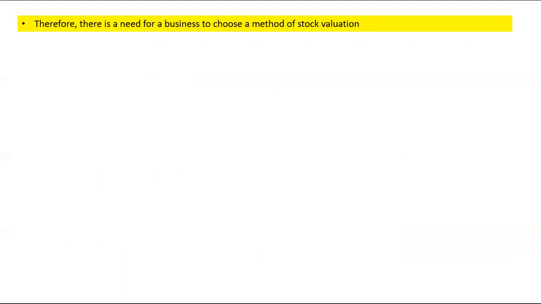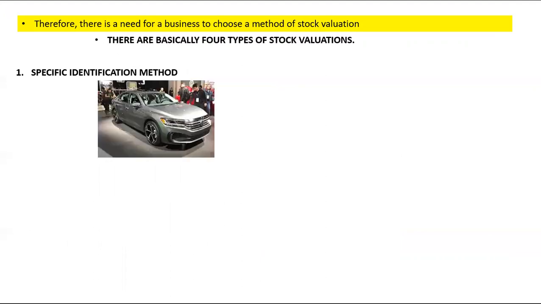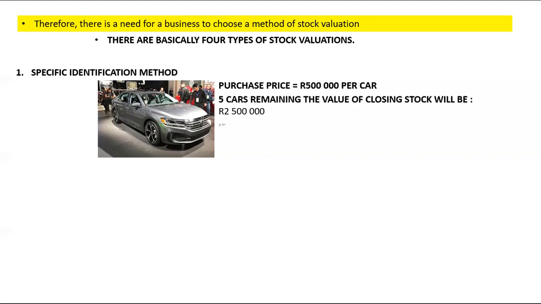Therefore, there is a need for a business to choose a method of stock valuation. There are basically 4 types of stock valuations. We've got a specific identification method. With the specific identification method, you simply allocate the cost price of an item, in this case, a car. So if this car cost us 500,000, it will not change. That 500,000 will be attached only to this specific car. Okay. So that is the specific identification method. If this car is 500,000, it means that if we buy 2 of these cars, it will be 1,000,000. If we buy 5 of them, it will be 2.5 million.